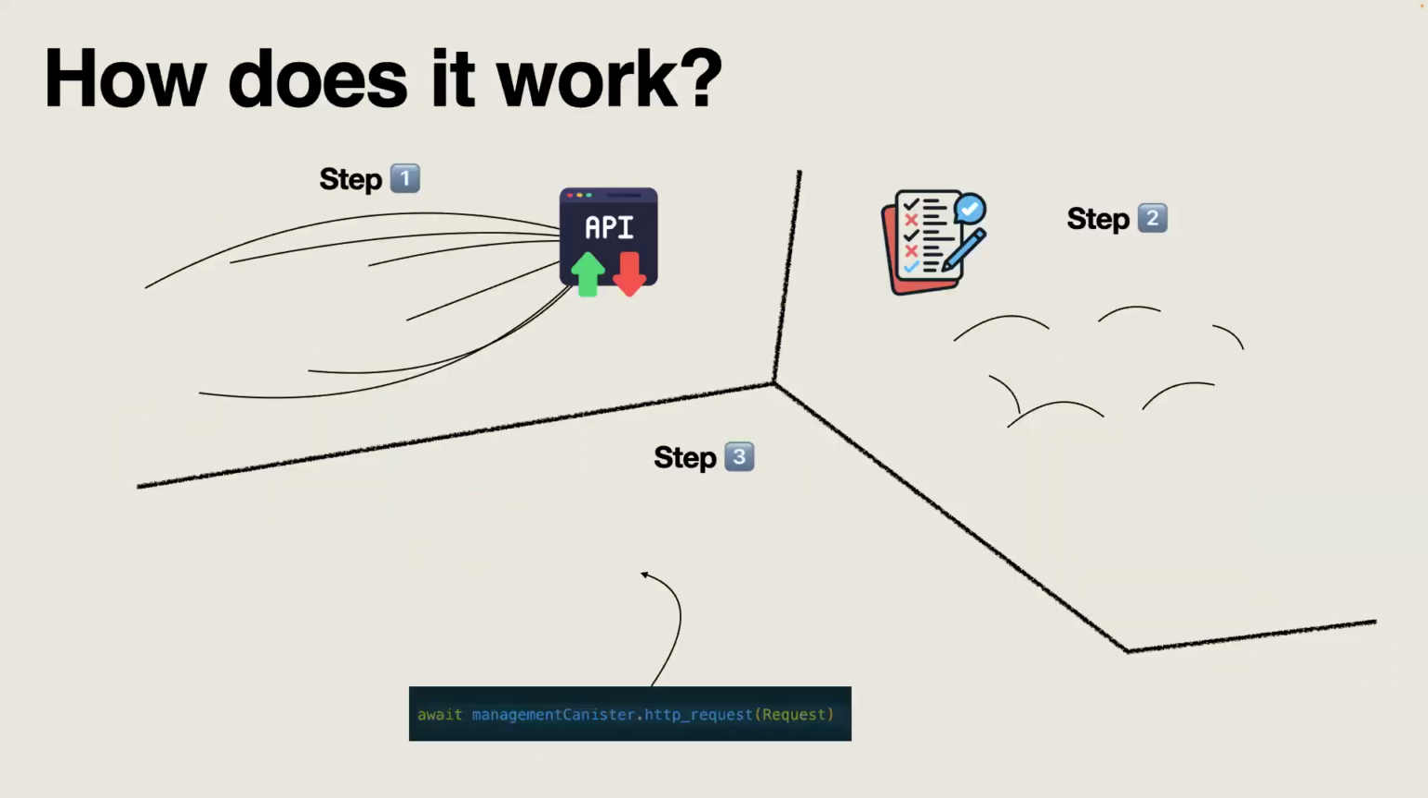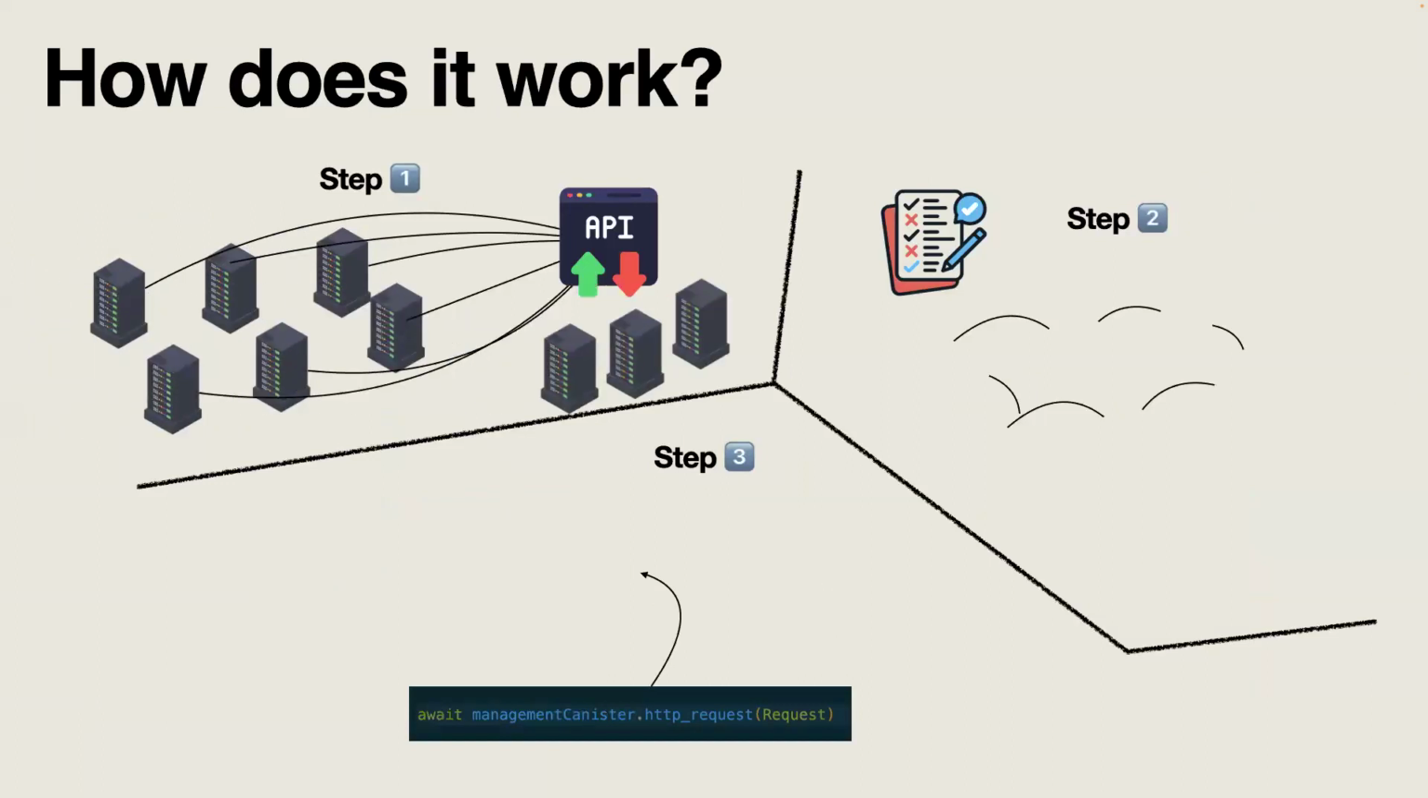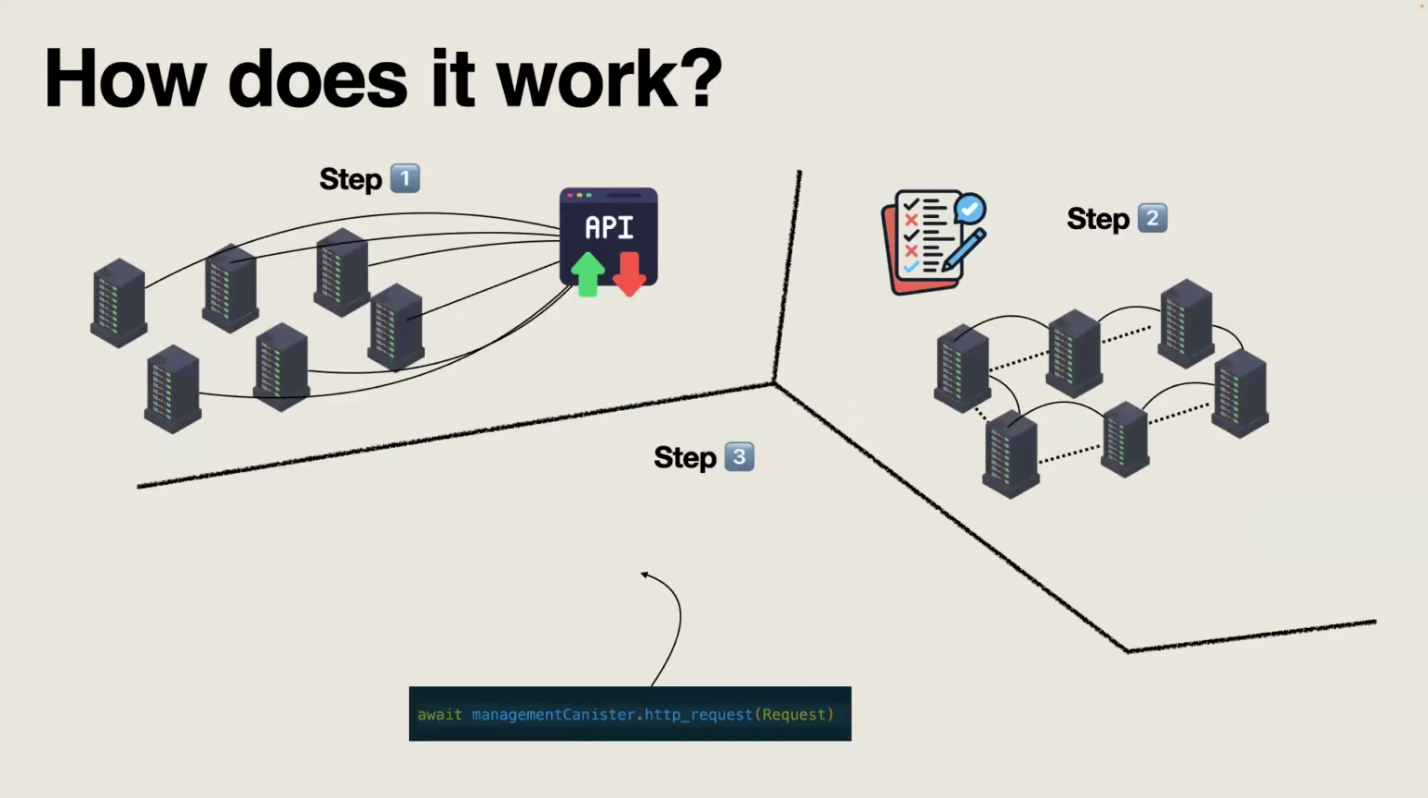How does it work? Well, let's do it step by step. There are 3 important steps. The first step is all nodes querying the API. All nodes are able to perform HTTP requests on their own because they are servers. So they just do their HTTP request. Then they are settling that on chain, so they need to come to a consensus. They need to reach an agreement on what the result of the HTTP request is.